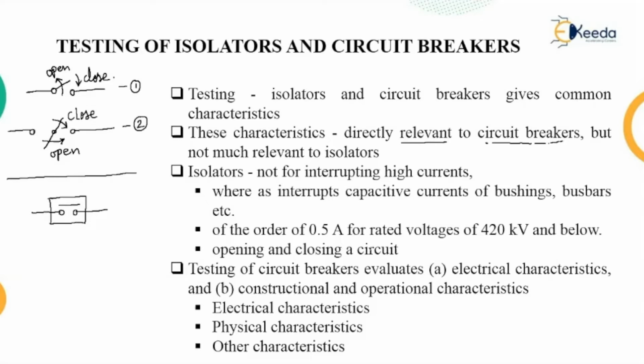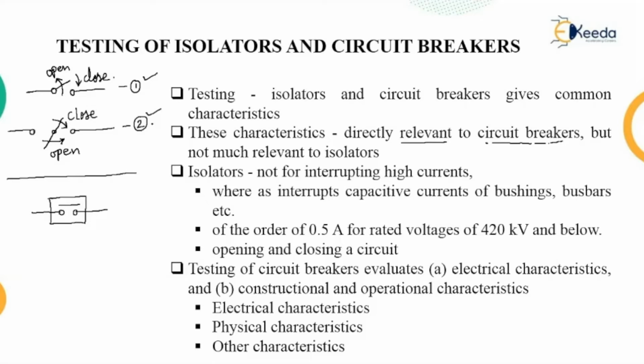An isolator is a mechanical switch. For that, you can refer to these two diagrams, figure 1 and figure 2, and it is capable of opening and closing a circuit. Isolators are basically capable of carrying currents under normal circuit conditions and for a specified time under abnormal conditions such as short circuit. So the testing of circuit breakers is mostly discussed.